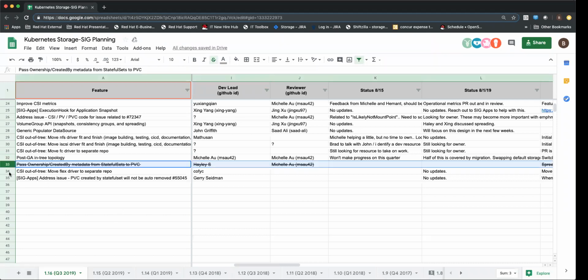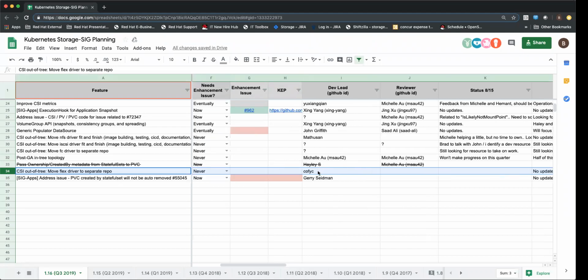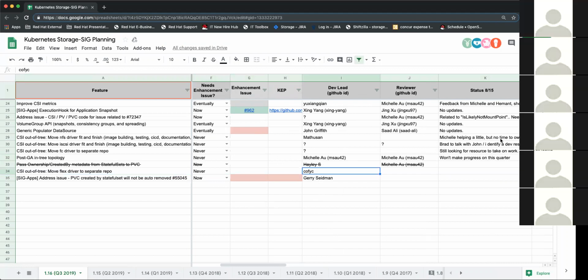All right, next one we cross through. Next one, CSI out of tree, move FlexDrive to a separate repo. We didn't have an update on this last time. Do we have anyone on the call that can speak towards this? So I reviewed some changes, and I think he migrated the code over, but at this point we now need to set up the CI and that kind of stuff for it, and I don't think we have an owner to do that.